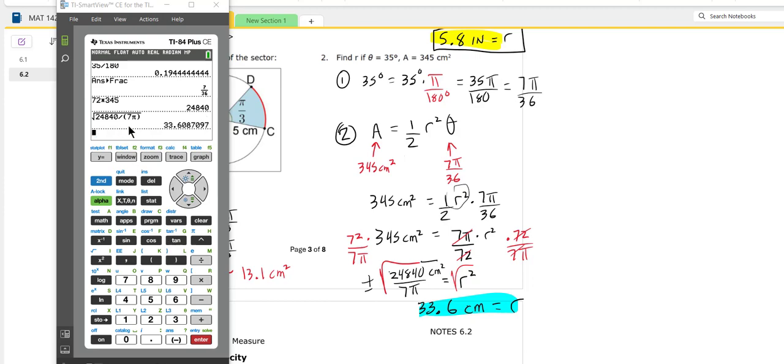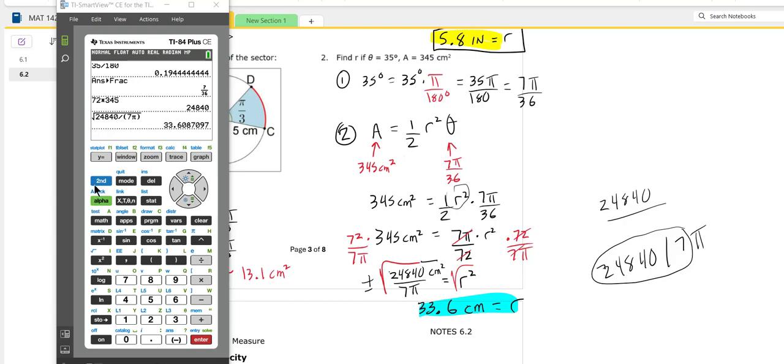And notice how I put this in. Students are kind of bad about not remembering to put that 7 pi in parentheses. If you do 24,840, if you type it in like this, 24,840 divided by 7 pi, it's not going to do it right, because what it's going to do is do the division, then multiply by pi, and that's not right. So you want to have that in parentheses when I do that.